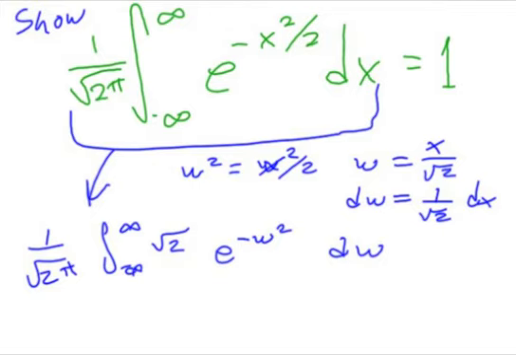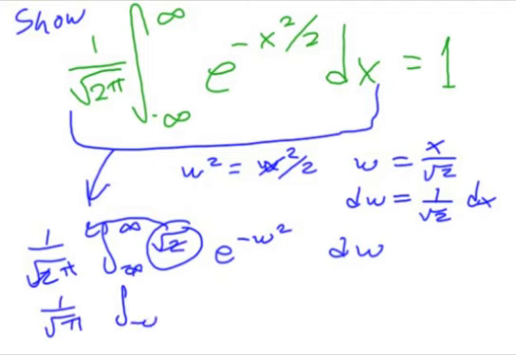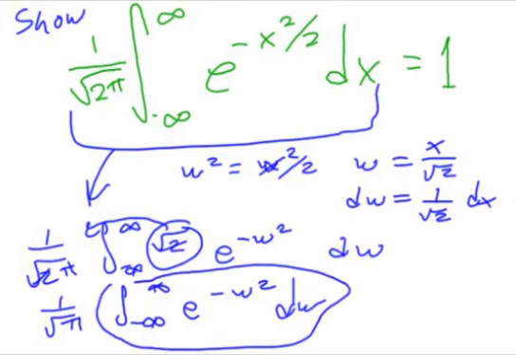So let's just pull this root 2 out front, so it'll cancel with the root 2 there. So we get 1 over root pi, and this integral from negative infinity to infinity of e to the negative w squared dw. And we showed that this integral is in fact the square root of pi. You can go back and take a look at the notes from last week. The root pi's cancel and we get 1. So it is a PDF.